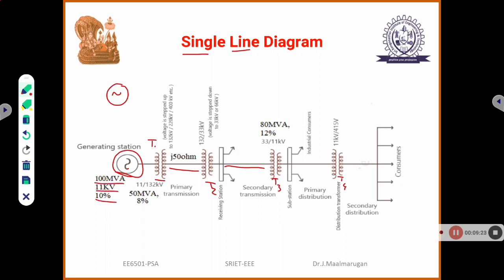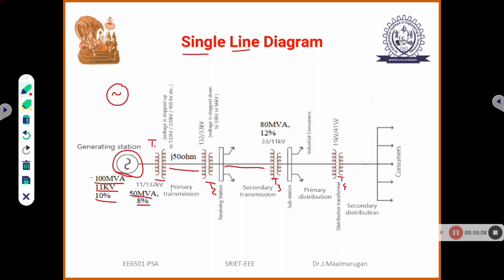For example, the generator has three ratings: 100 MVA, 11 kV, and 10% reactance. You can see all the component ratings. Transformer 1 is 11 by 132 kV. What is MVA? Megavolt ampere, that is the power rating. And kV, kilovolt, 11 kV generator. That is 10% reactance. So 100 MVA, 11 kV, 10% reactance. Here transformer 1 is 11 by 132 kV, and also transformer 50 MVA, 8% reactance.